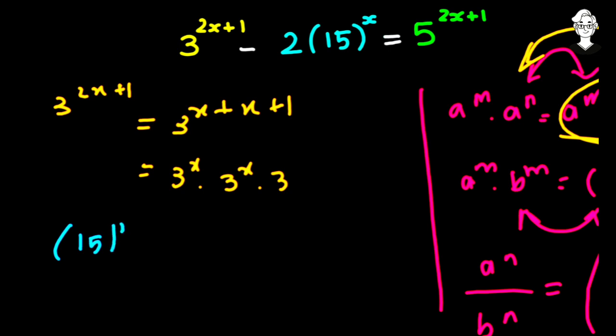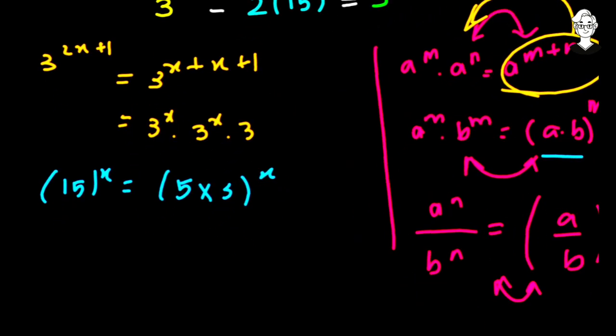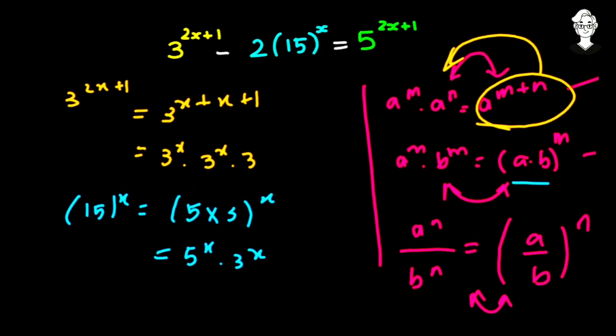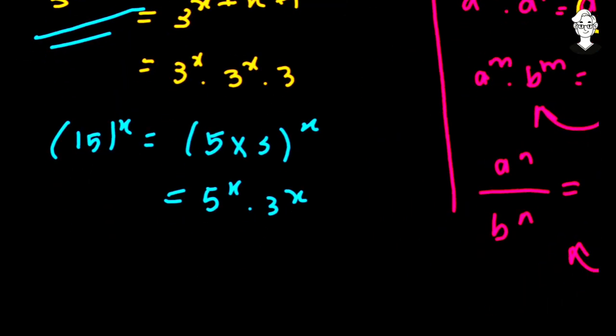Now the blue one. We keep the 2 there only, and this 15x we will substitute. So 15 to the power x is there. I can see that 15 can be written as 5 into 3, and the power x. Now using this rule, a into b to the m can be written this way. So it can be written as 5 to the power x into 3 to the power x. And as we have solved 3 to the power 2x plus 1, the last, 5 to the power 2x plus 1, would be split the same way.